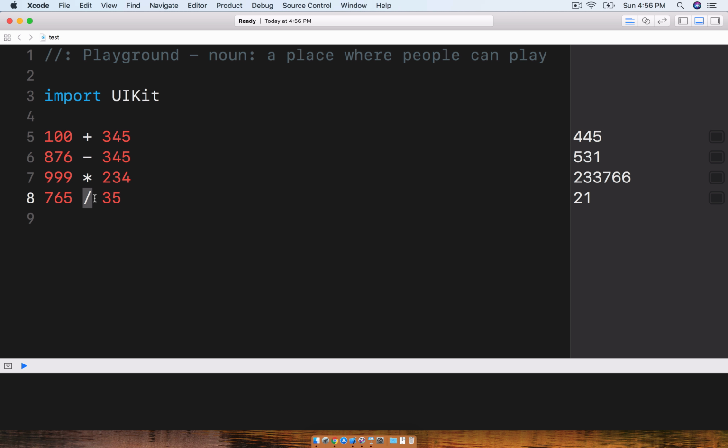When you're writing code, you should write it like this, where there's a space before and after the arithmetic operator. This is called an arithmetic operator: addition, subtraction, multiplication, division, right?